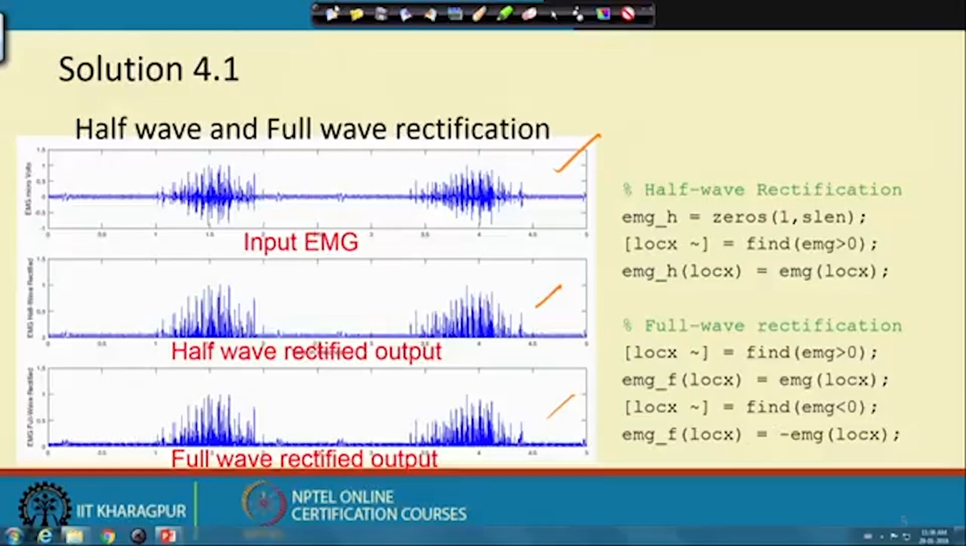This is the half wave rectification and the full wave rectification. We can't actually see much difference from this plot. Though there would be some difference, as the operations are different, it is not apparently visible in the plot.